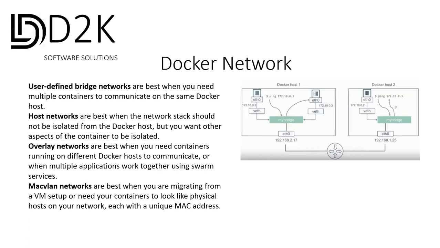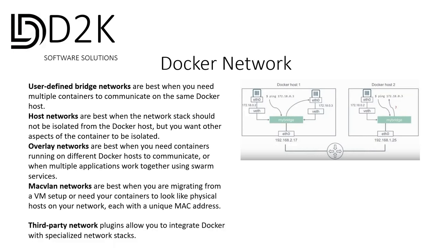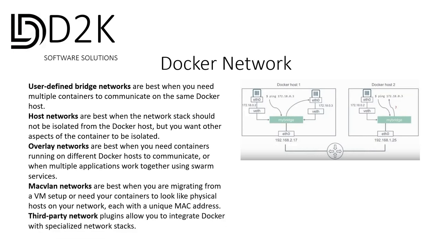And Macvlan networks are best when you are migrating from a VM setup or need your containers to look like a physical host on your network, each with a unique MAC address. Third-party network plugins allow you to integrate Docker with specialized network stacks. So these are all the Docker network types. Now we'll see how these network types help one container communicate with other containers.